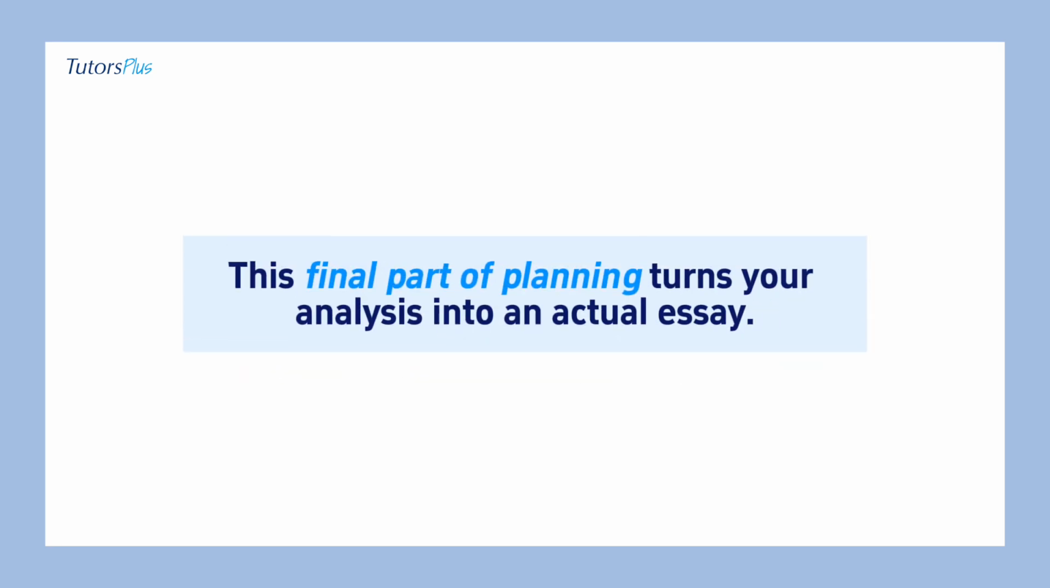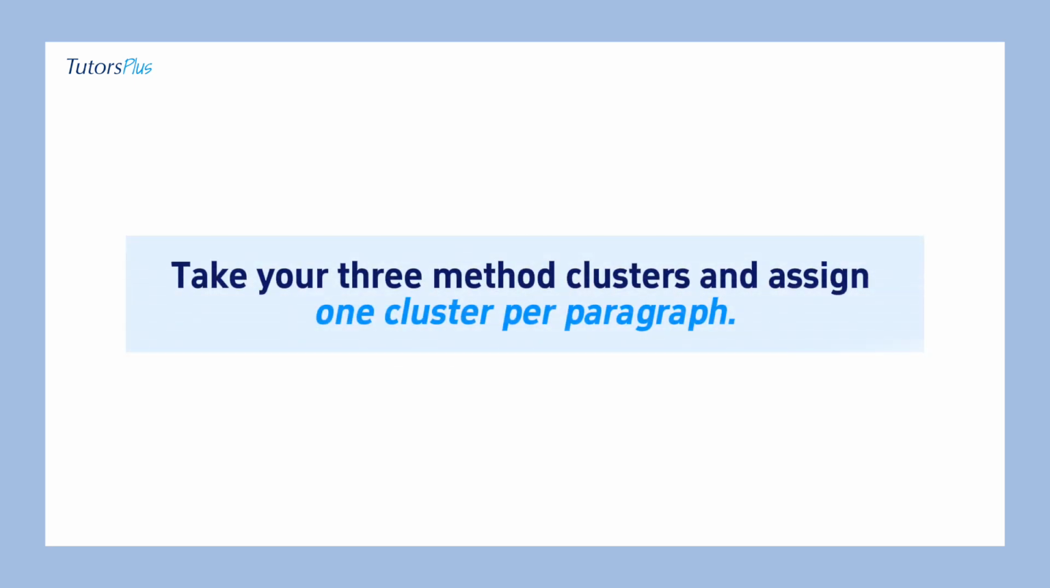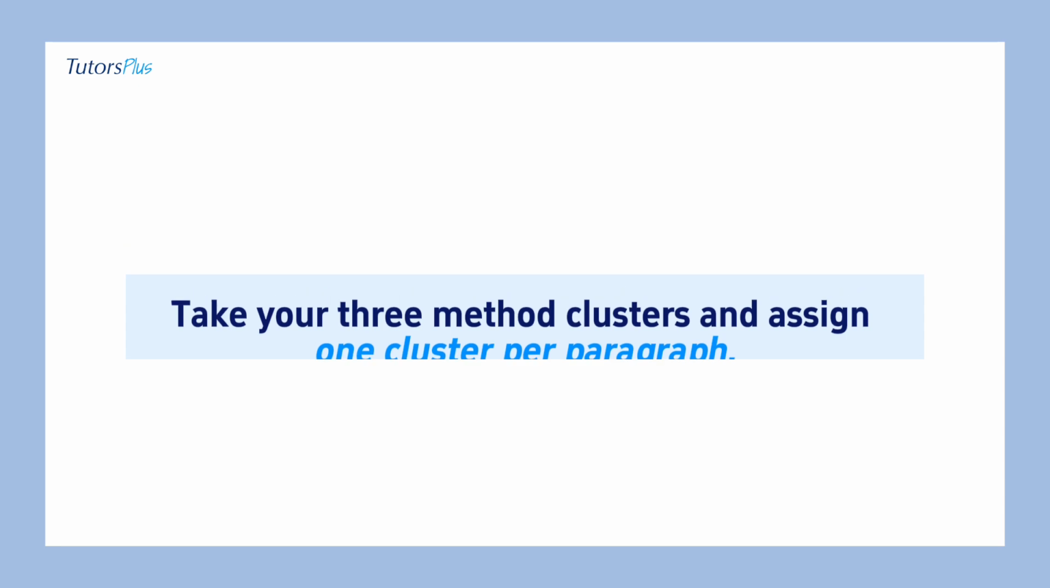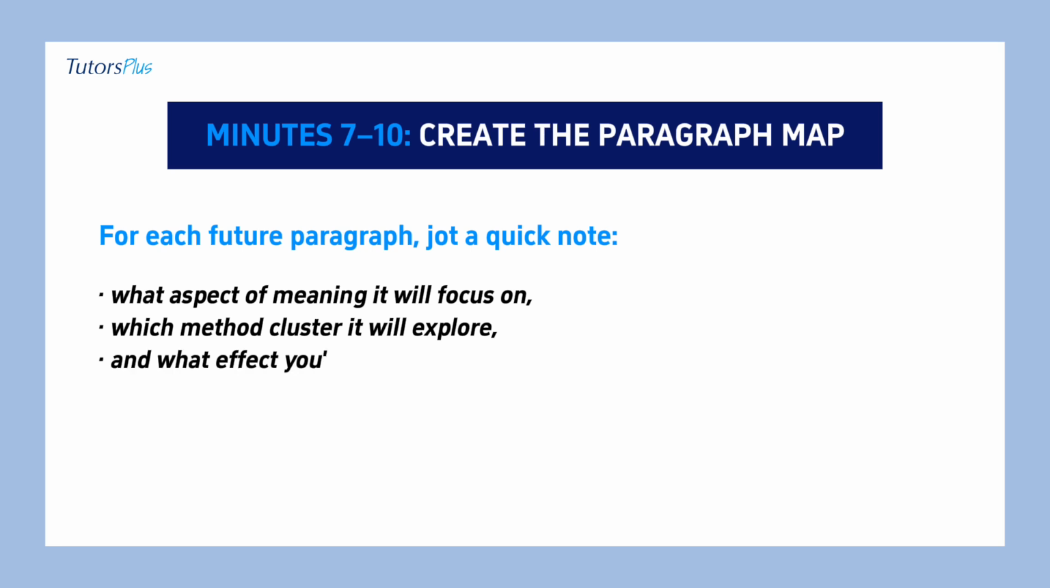And this is the final part of planning that turns your analysis into an actual essay. So you take your 3 method clusters that you mentioned in your thesis statement and assign 1 cluster per paragraph. And for each future paragraph, jot down a quick note. What aspect of meaning will it focus on? Which method or cluster will it explore? And what effect will you argue that it creates?